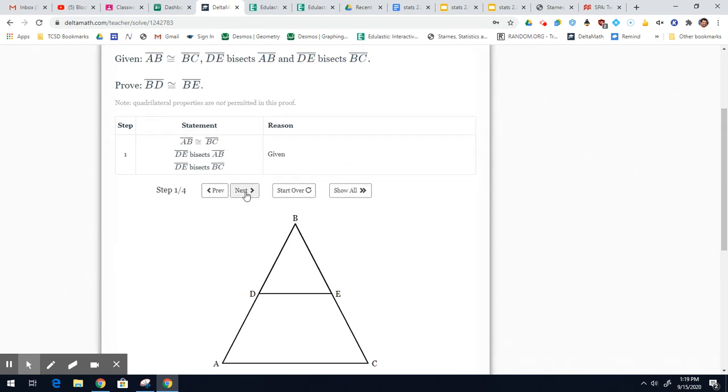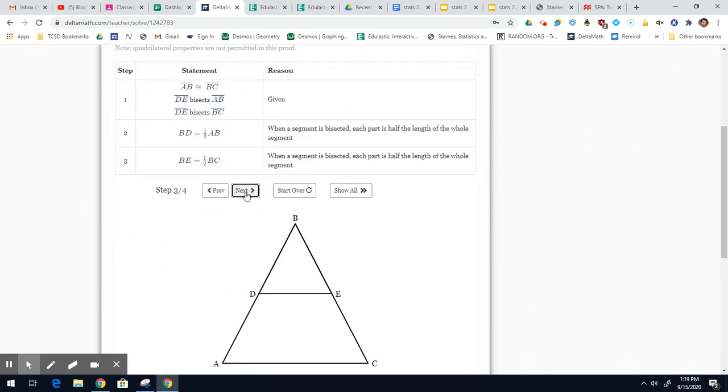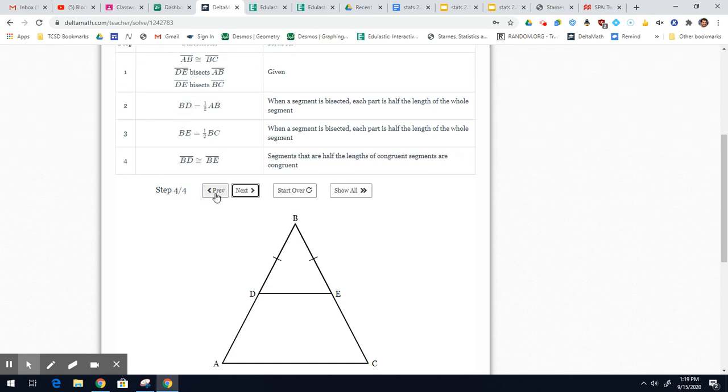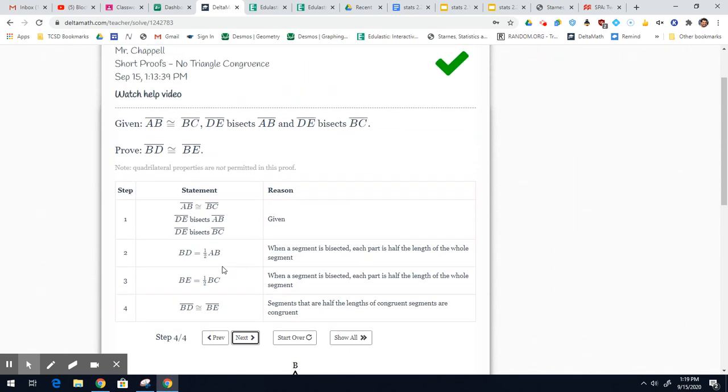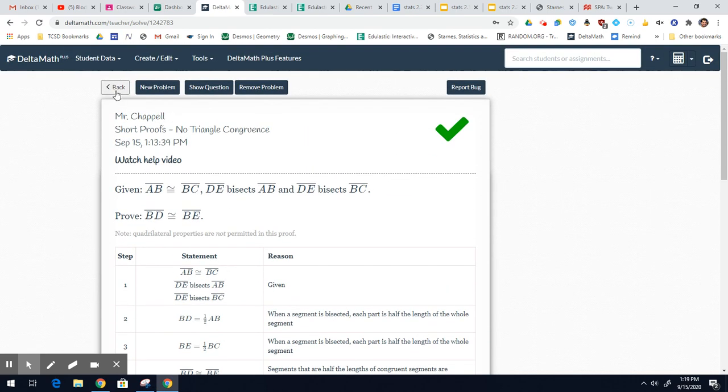So again, like I said, my first one was 8 steps long, but I got it right. All right, but this is the shorter one. And again, you can see the markings down here as they go. All right, last problem.